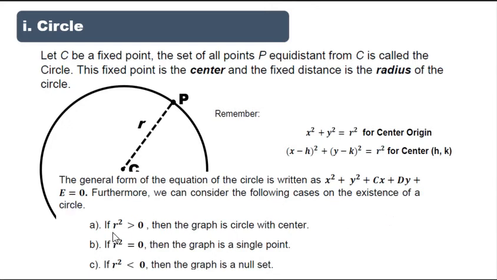First, if your r squared is greater than 0, the graph is a circle with center. However, if your r squared is equal to 0, then the graph is a single point, or it is just a mere point. Lastly, if you have r squared which is less than 0, meaning it's a negative number, then the graph is a null set, meaning we cannot graph the circle if we have a negative r squared.